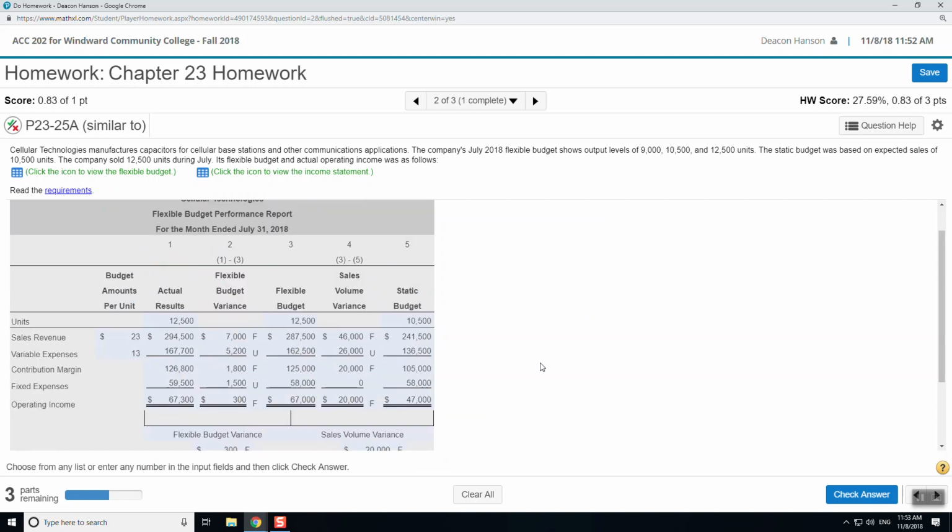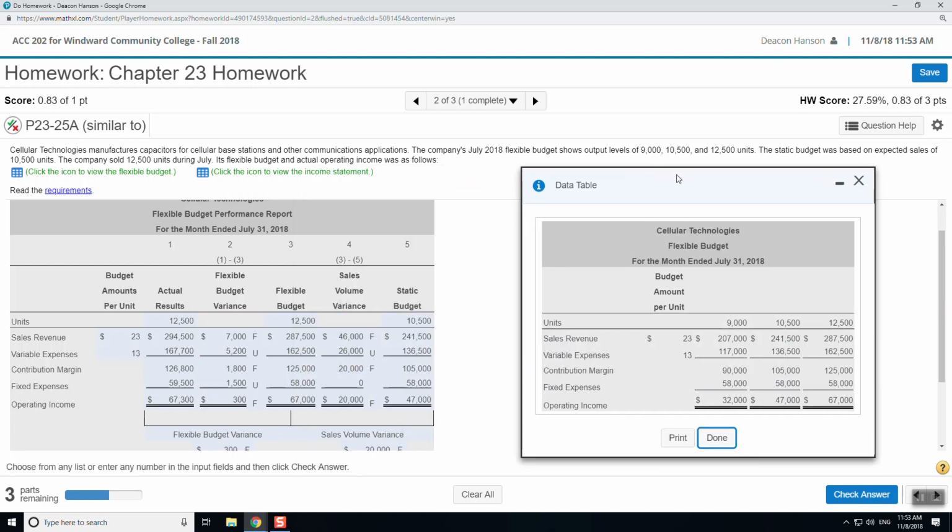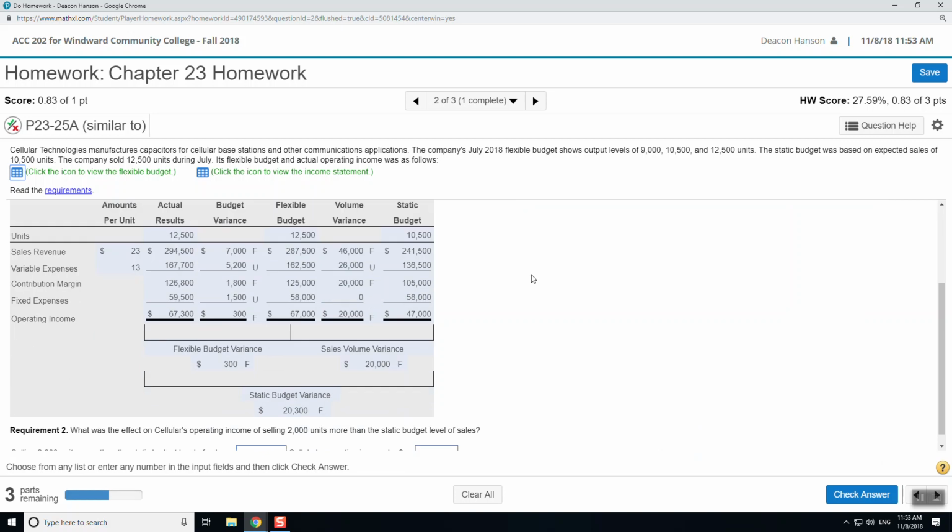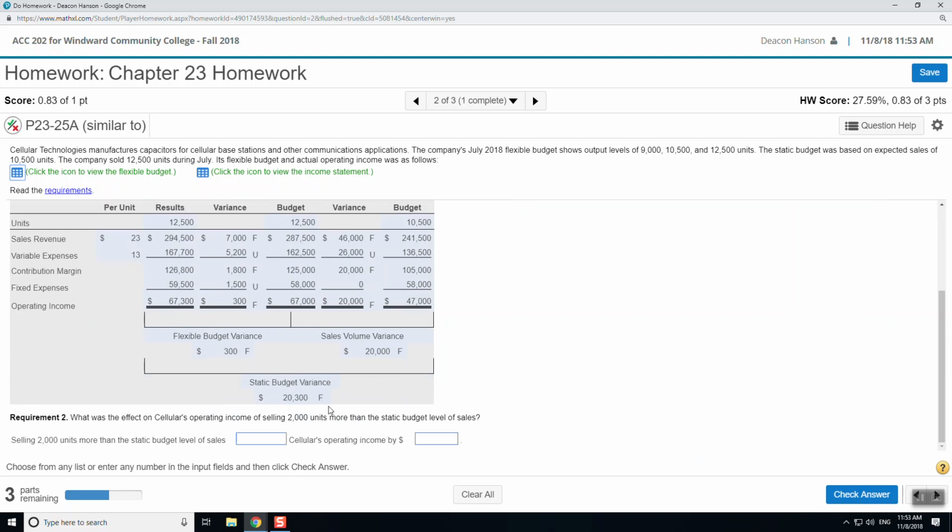I'll also point out, in the first comparison up here, column 1 minus column 3, notice that we're holding the number of units constant. So none of these variances here relate to a difference in volume. Now when you come over to column 4, you don't see it right off the bat, but if you click on this, you are holding your price and your variable cost per unit constant at 23 and 13. But notice the volume does change. So that's what we're doing. We're isolating the reasons for that overall $20,300 variance.